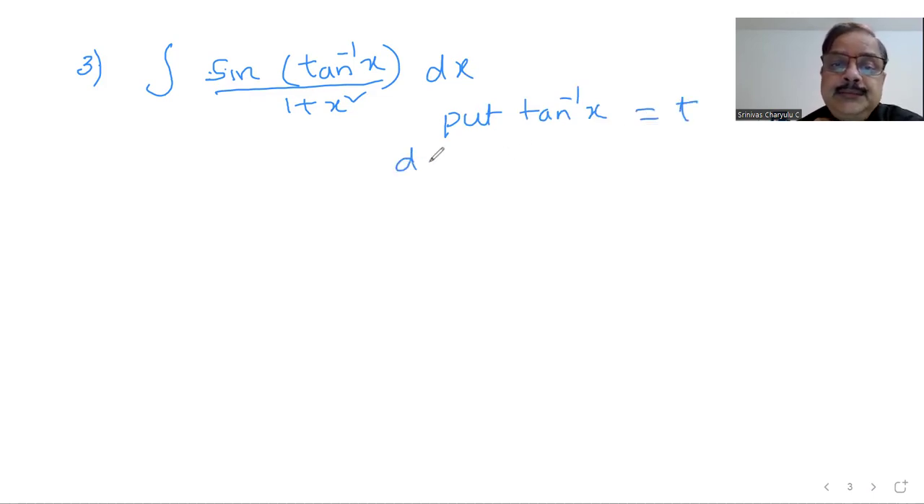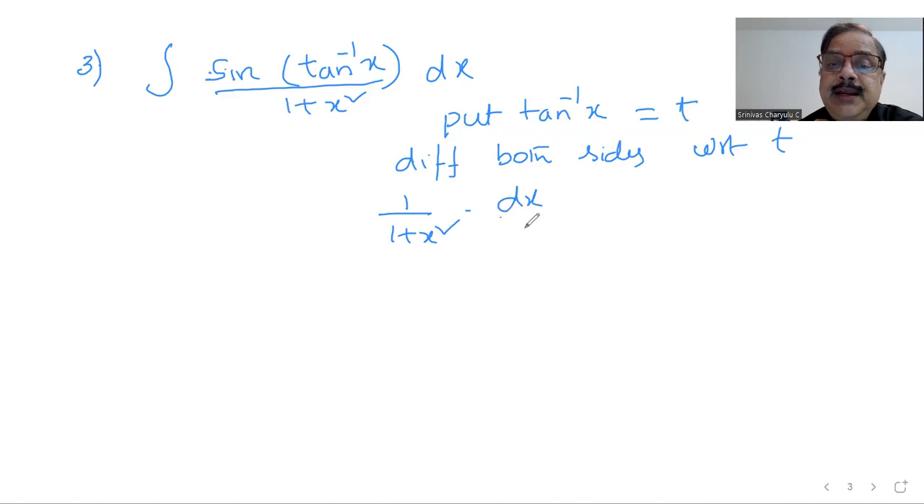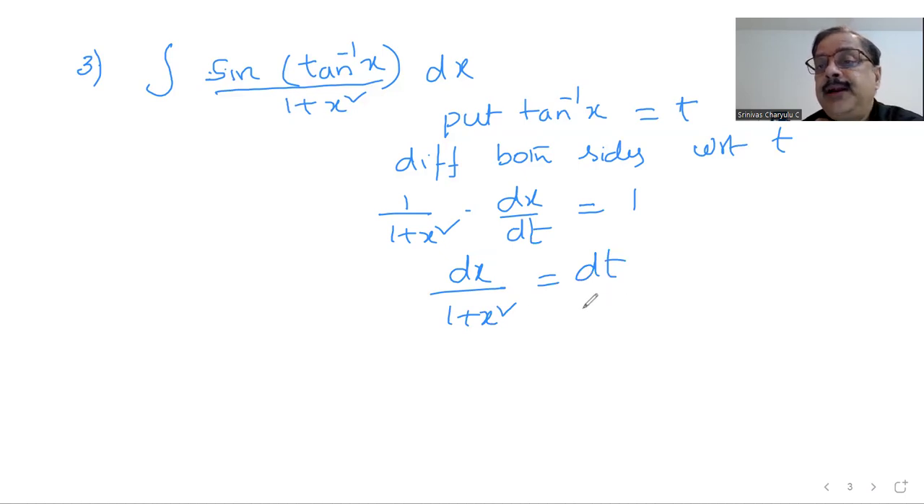You know differentiation. Differentiating both sides with respect to t, you will get 1 by 1 plus x square, tan inverse x differentiation, 1 by 1 plus x square, dx by dt is equal to 1 because t differentiation is 1. So we are having now dx by 1 plus x square this side, dt you send that side. I separated now. So dx by 1 plus x square in the sum it is there, which can be replaced by dt.